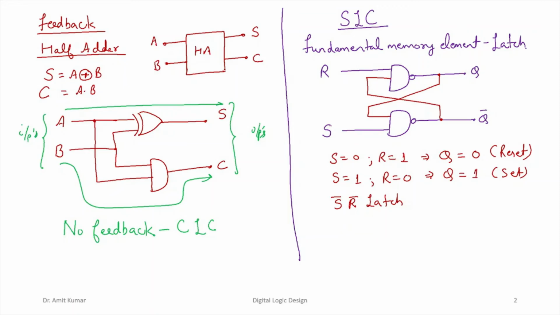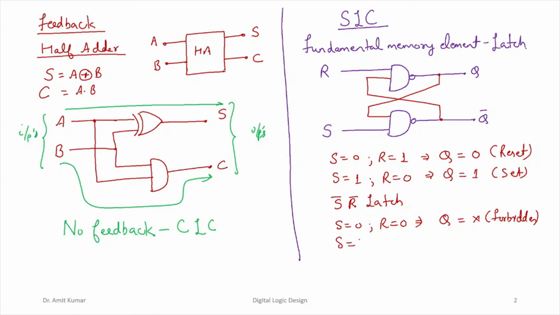So if S and R both are equal to 0, then in that case that will be an invalid state. If S is equal to 0 and R is equal to 0, we call this the don't care or the forbidden state, right? We call this this state.